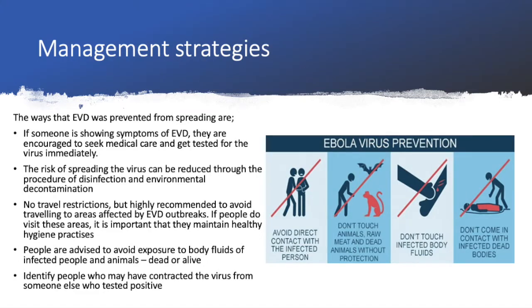Management strategies. The ways that EVD was prevented from spreading are: if someone is showing symptoms of EVD, they are encouraged to seek medical care and get tested for the virus immediately. This prevents someone from infecting others whilst they are unaware that they have the Ebola virus. The risk of spreading the virus can be reduced through the procedure of disinfection and environmental decontamination.